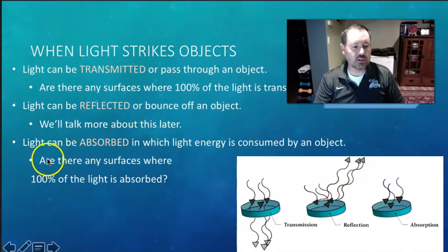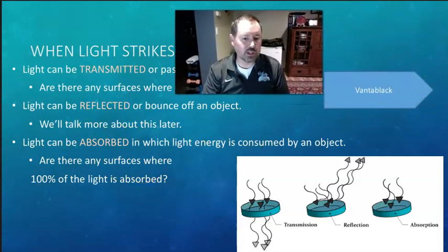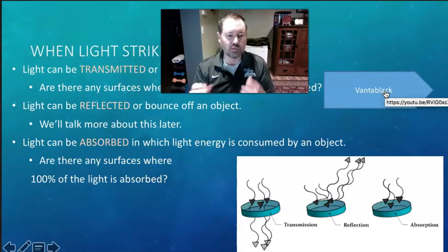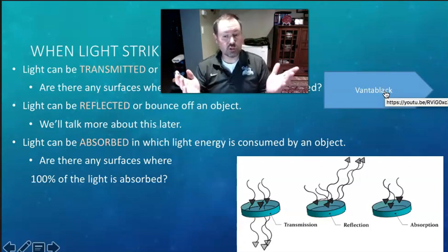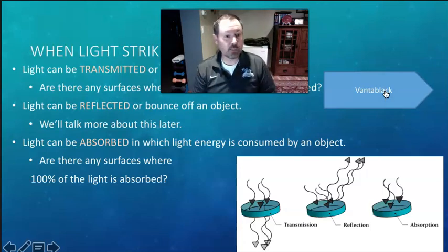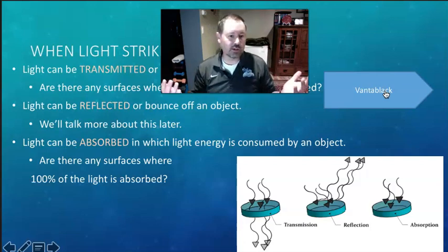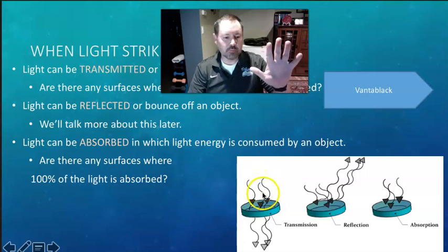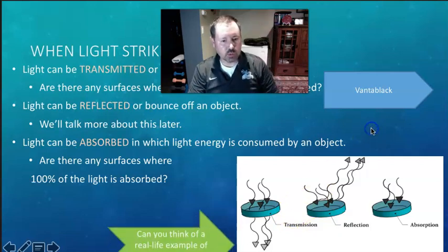And here's the deal. It says, are there any surfaces where 100% of the light can be absorbed? You don't have to watch this video if you don't want to, but it's about a paint called Vantablack. And this paint actually absorbs 99.9% of the light that hits it, which could be kind of cool because if you're shooting radar waves at it, it's not going to bounce radar waves back. If you have a jet in the military and you want to paint it Vantablack, no radar is ever going to see it because it absorbs radar waves, which are a form of radio wave or microwave. But the key point here is that light can be transmitted through something, it can be reflected by something, or it can be absorbed by something.